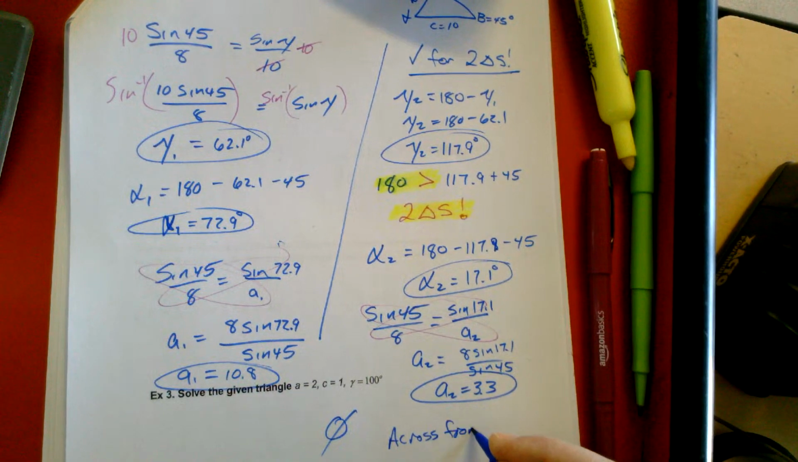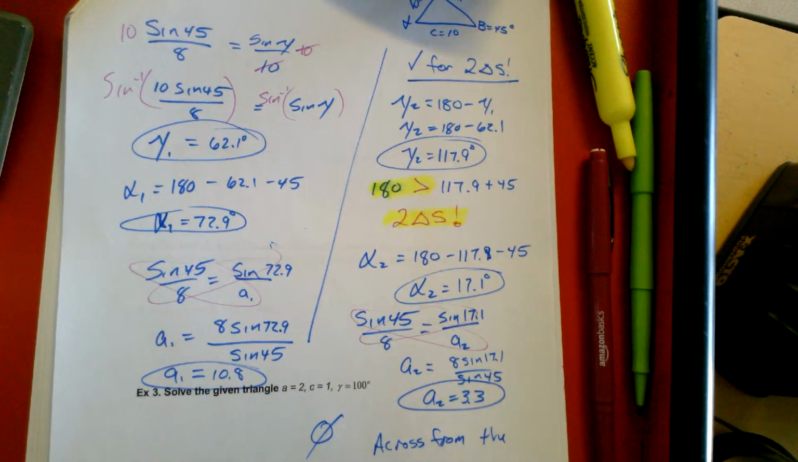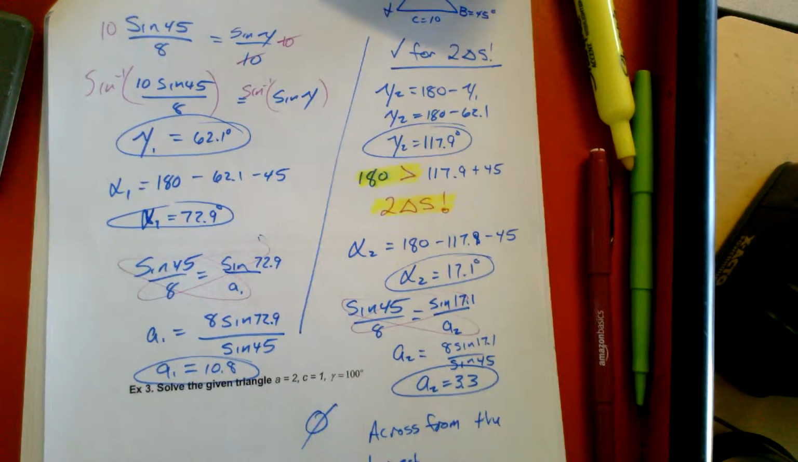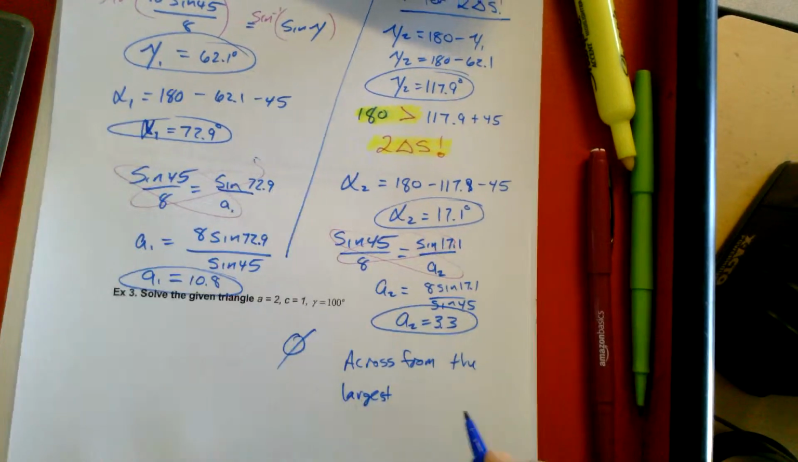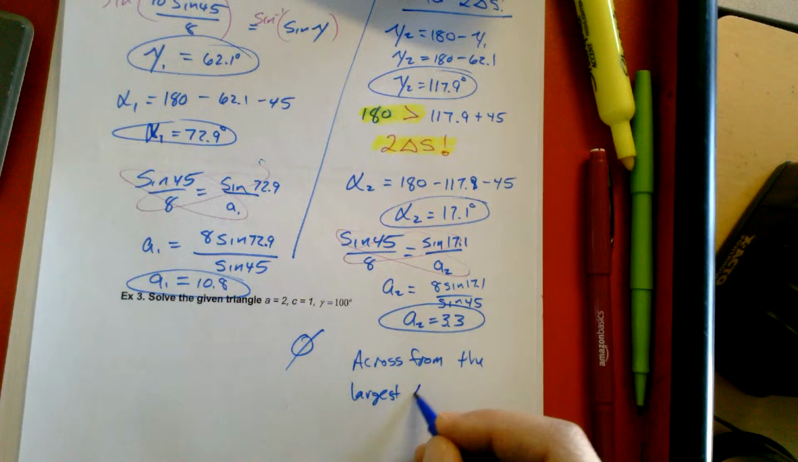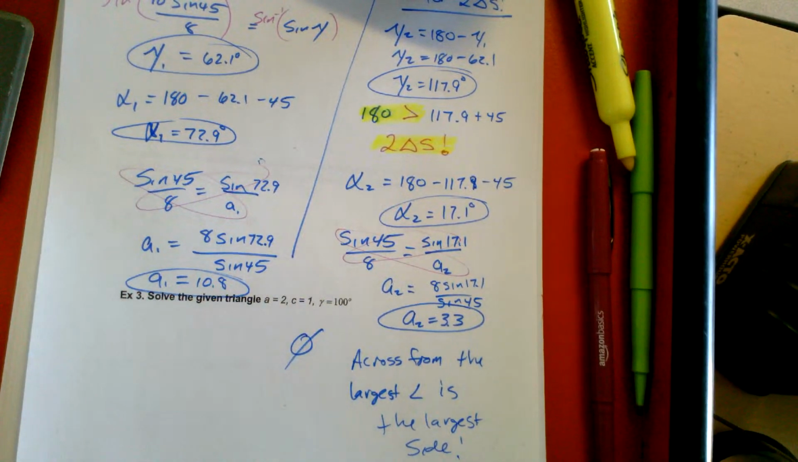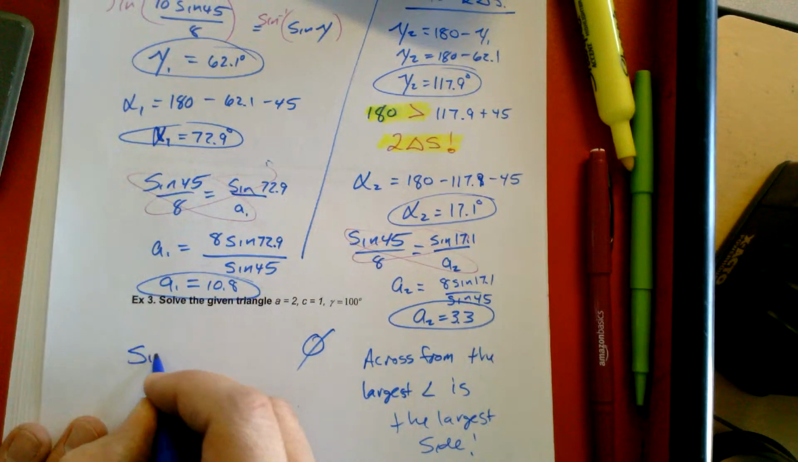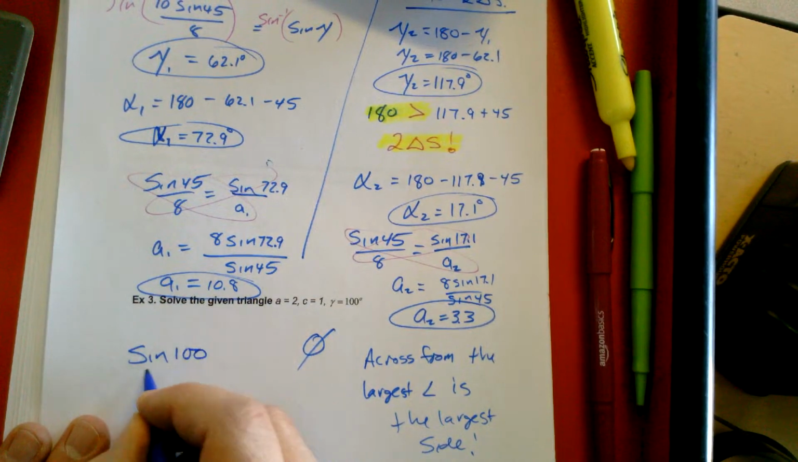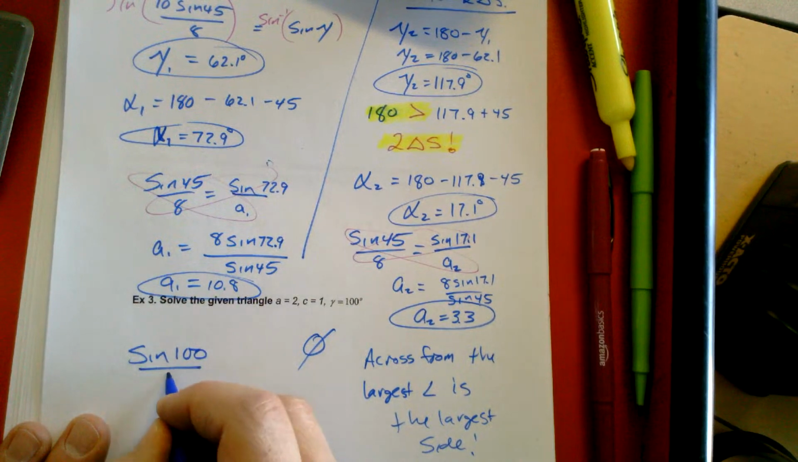Across from the largest angle, so you can see it, across from the largest angle is the largest side. If that's not the case off the given information, then you can't make that triangle. It's impossible. Okay? If I set up law of sines, the angle I have is 100, and across from gamma is C, which is 1.